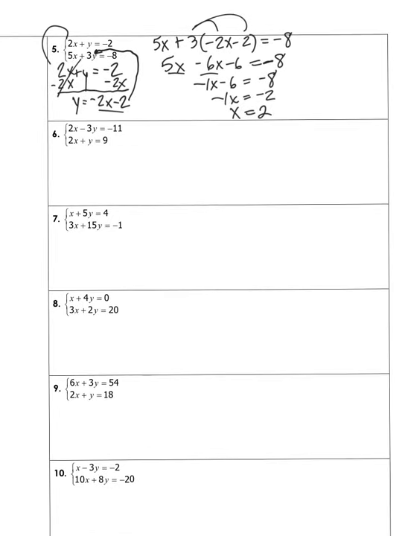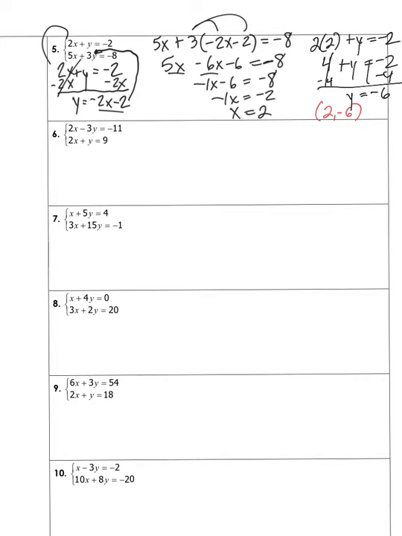If x equals 2, we can plug 2 in to, let's go with the first equation. 2 times 2 plus y equals negative 2. And we're just going to solve for y. 2 times 2 is 4 plus y equals negative 2. Subtract 4 from both sides. And y equals negative 6. So the solution is (2, negative 6).